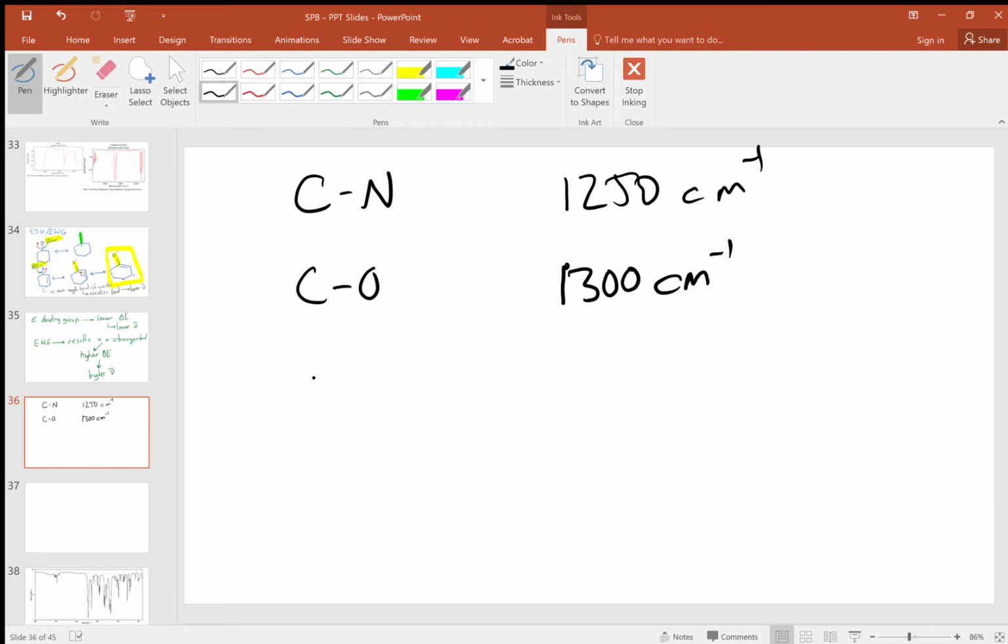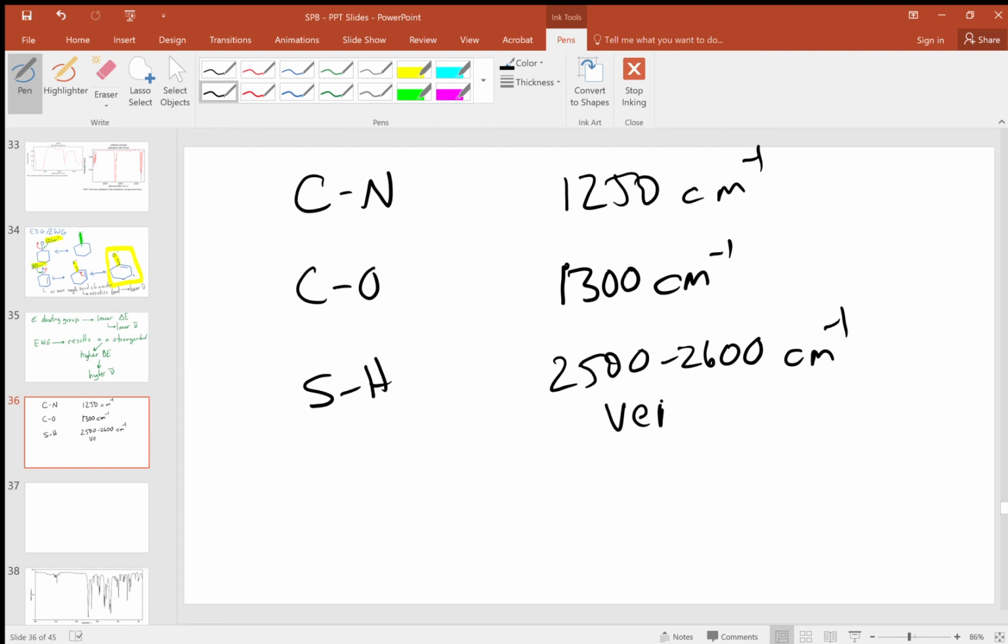We also didn't talk about thiols, and that's because the SH bond is in about this 2500 to 2600 range, but it's very, very weak, and so we can actually barely see it.